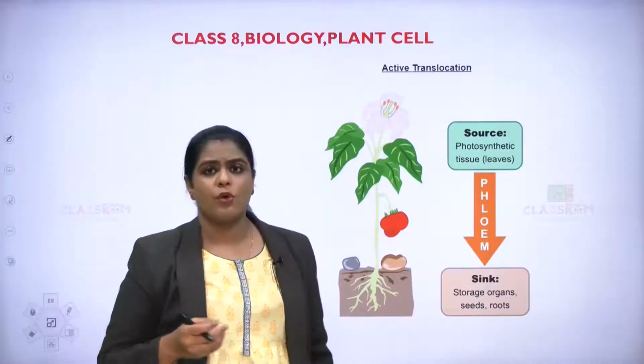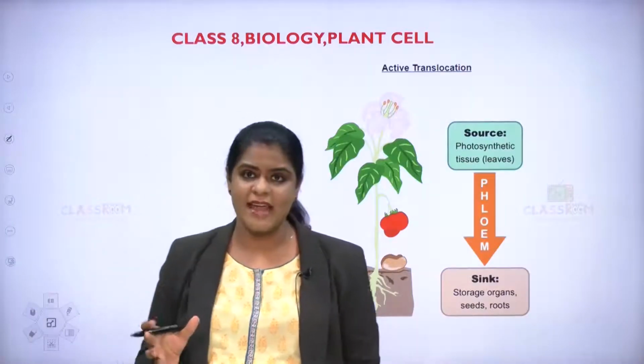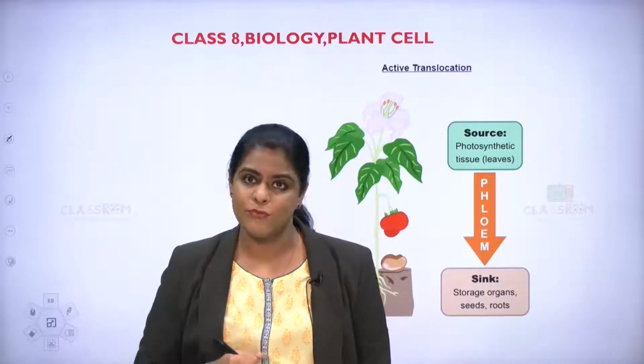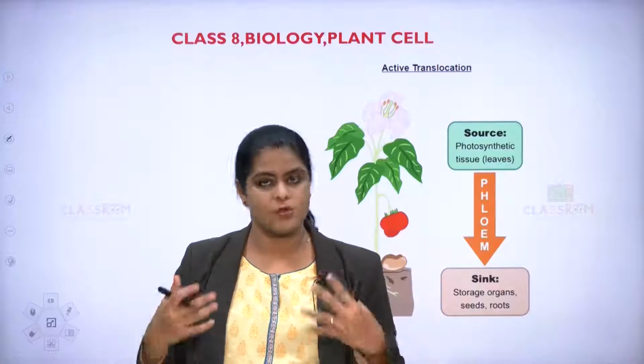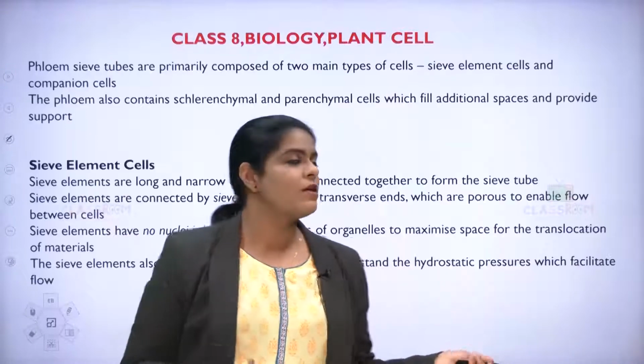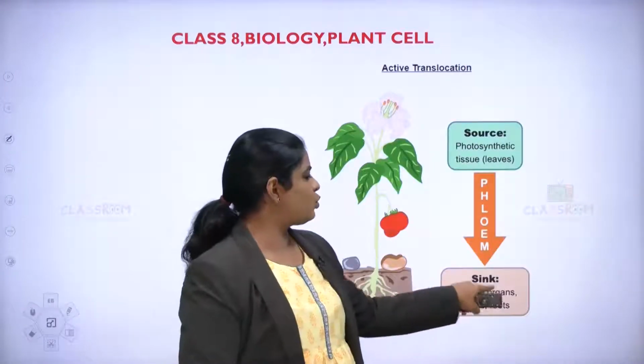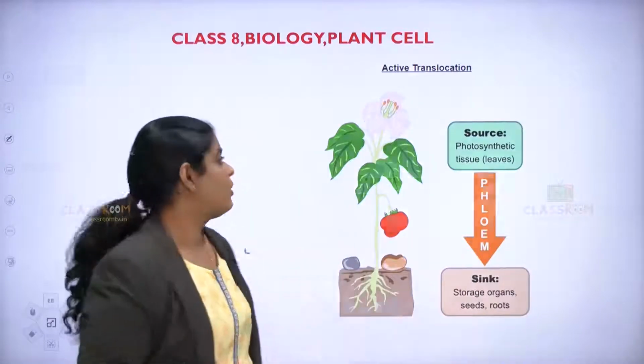Okay. So, roots, like for example carrots. Carrots is nothing but the food, right? It is also where the food is stored for the plant. That is what we are eating also, alright. So, phloem sap can be storage organs, seeds and roots.